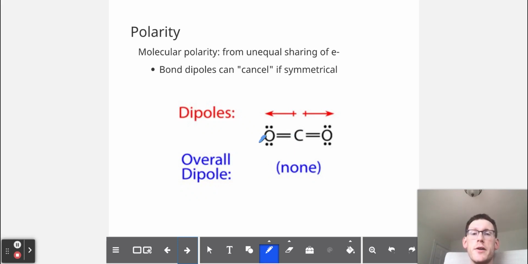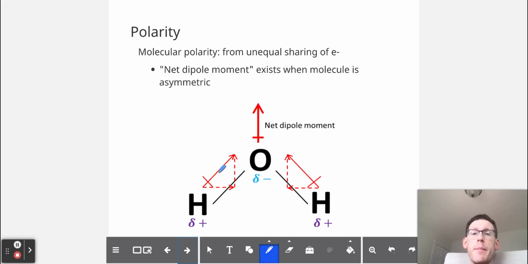Carbon to oxygen bonds are polar. However, in the case of CO2, because they are equal in magnitude and opposite in direction, the 2 dipole moments cancel each other out, and there is no net dipole moment. A net dipole moment happens when, if you combine the different dipole moments from the bonds, there is a resultant. For example, in H2O, the 2 bond dipoles result in this net dipole moment.